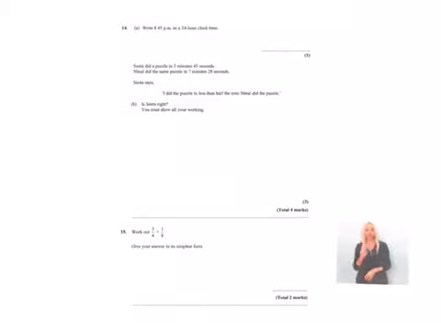So for question 14a, it's asking you to write 8:45 in a 24-hour clock. So that's 20, which is 8 o'clock, 45. So the minutes stay the same, and then it's 8, because it's PM, it's in the afternoon or in the evening, so you add it on to 12.